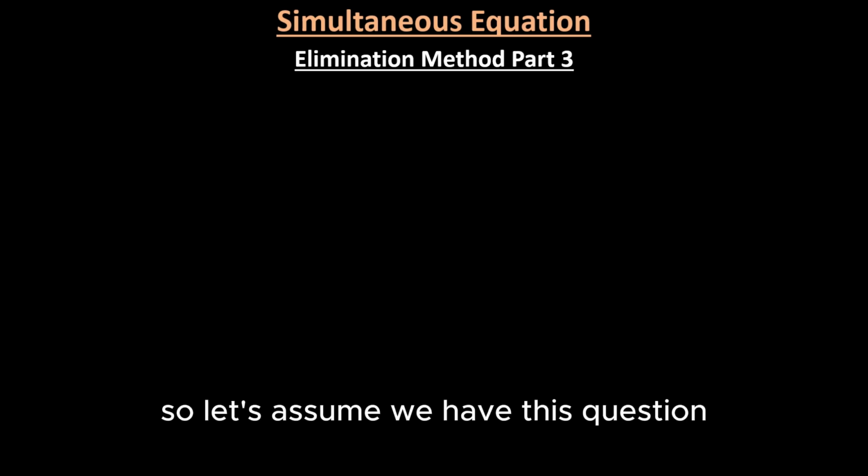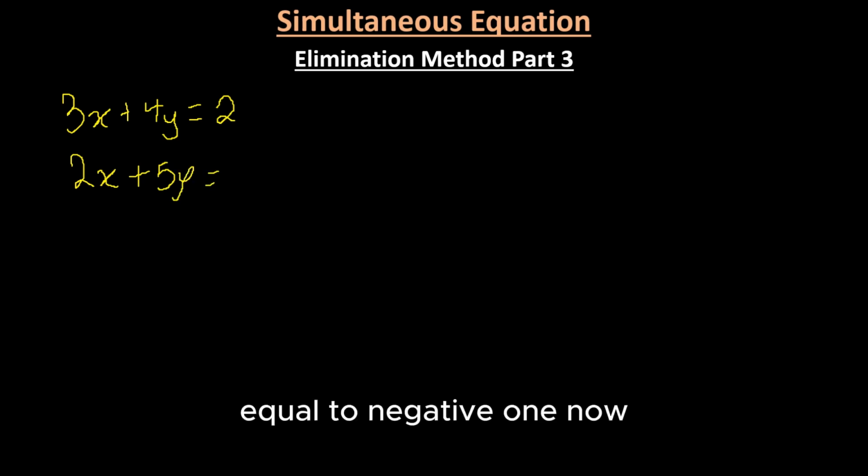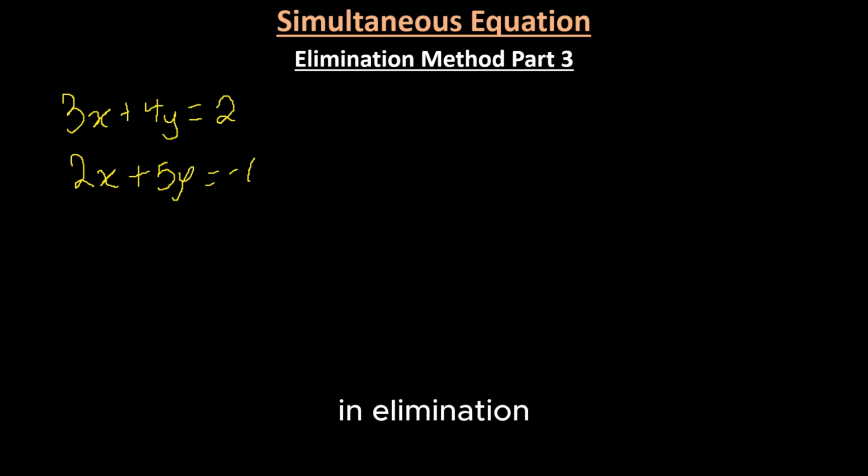So let's assume we have this question: 3x plus 4y equal to 2. Then we have 2x plus 5y equal to -1. Now this situation is quite different from the one we did in elimination method part 1 and then part 2. So what do we do in this case?